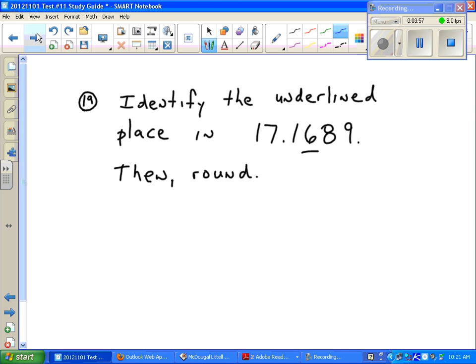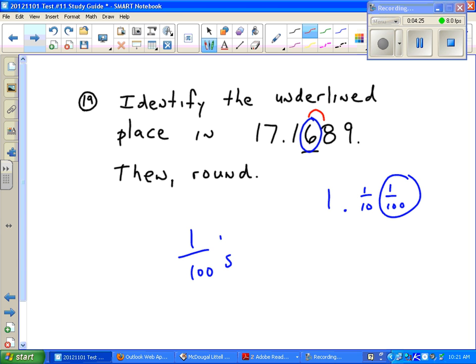Number 19 says identify the underlined place in 17.1689 and then round it. Remember, it's your ones place, and then after the decimal, it's your tenths place, and then your 100ths place. Don't let that part confuse you. So 6 is the 100ths place. And then if you round it, you look to the number directly to the right of it, 8. That number is 5 or higher, so your new number would be 17.17 as it's rounded.